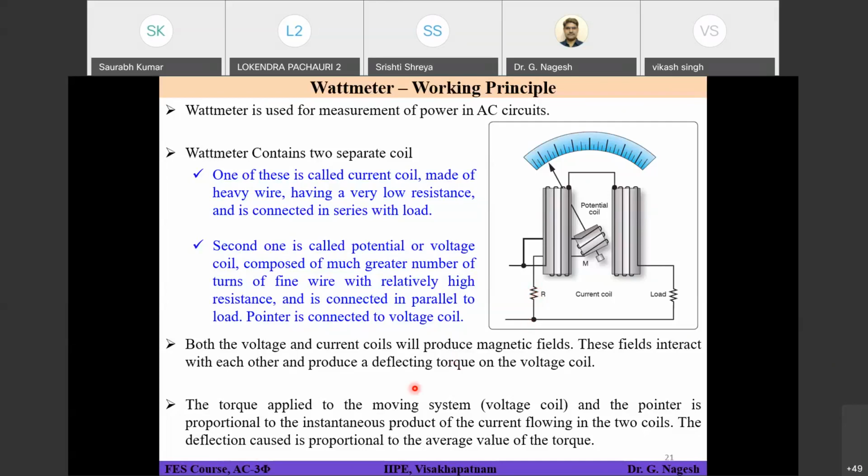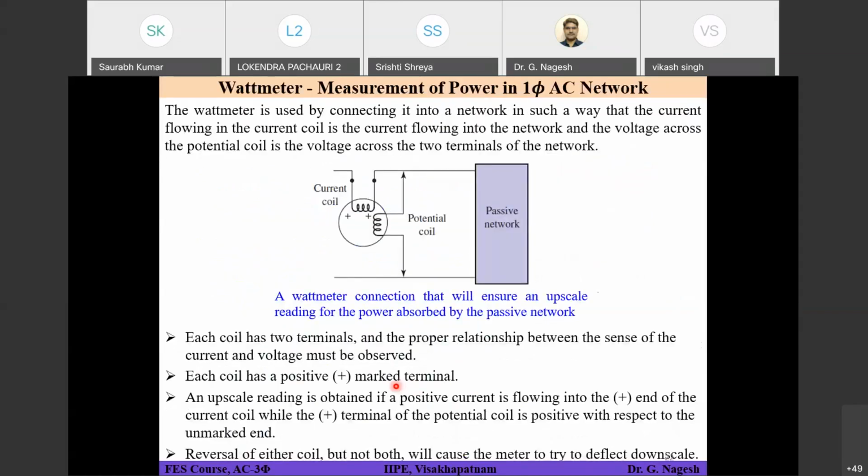So this is the basic construction and operation of your wattmeter. You have seen the basic wattmeter construction, that means it will have two coils. So how do we connect this wattmeter in your circuit? The wattmeter is connected into a network in such a way that the current flowing in the current coil is the current flowing into the network, and the voltage across the potential coil is the voltage across the two terminals of the network.